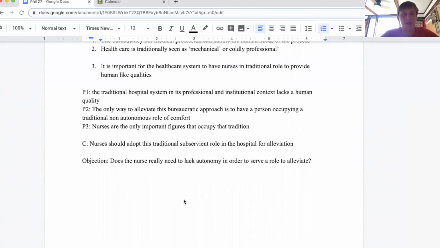An objection could be, does the nurse really need to lack autonomy in order to serve a role to alleviate? Because nurses could be autonomous and self-functioning and not necessarily have to be traditional in order to provide a sort of comfort. And non-autonomous roles don't necessarily always have to be the case in order for nurses to do what they need to do.